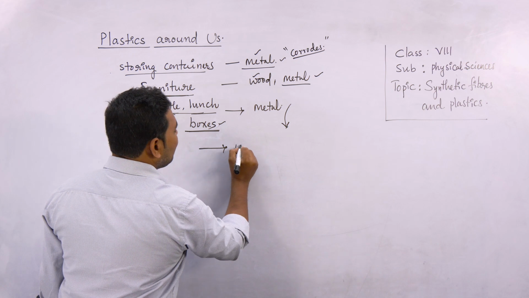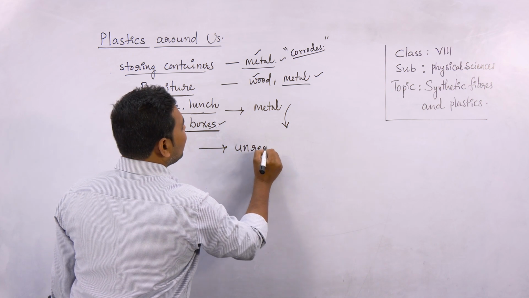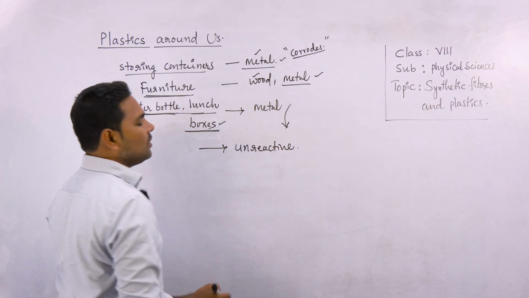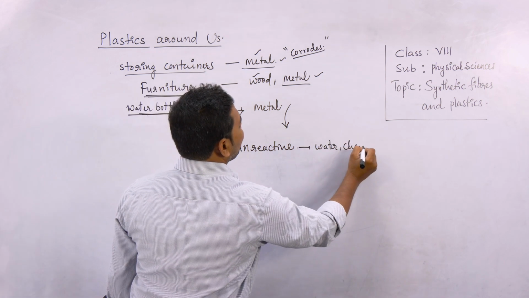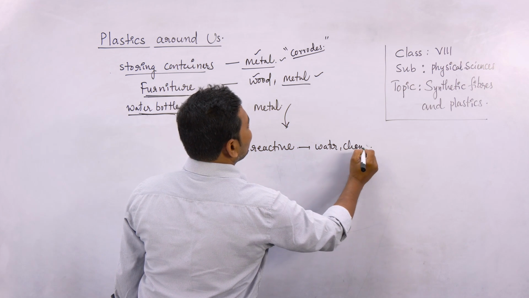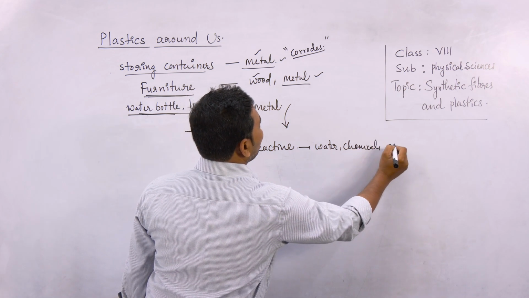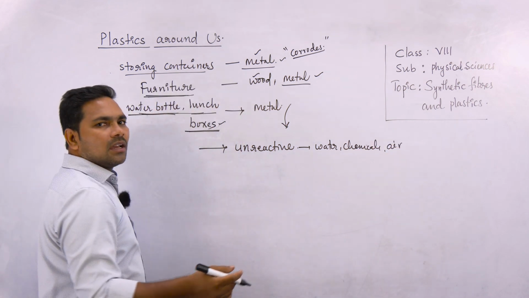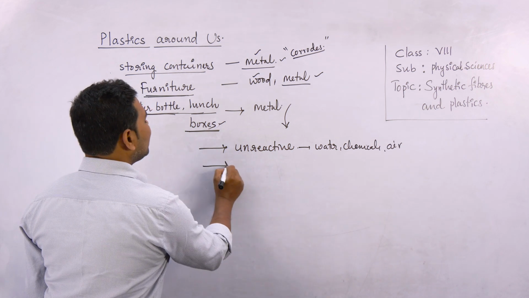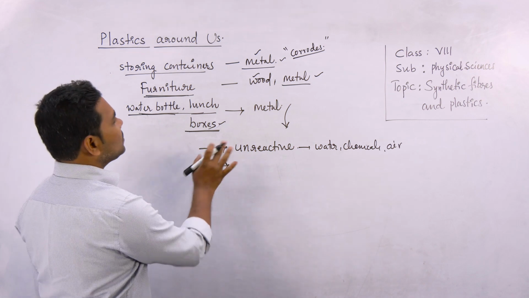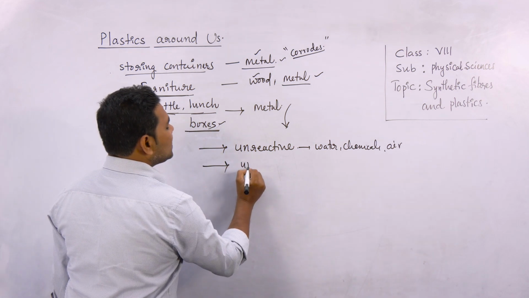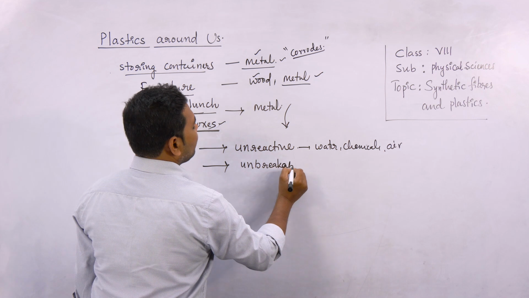Let's say first one, plastic is unreactive. Plastic is unreactive with water, unreactive with other chemicals used, unreactive with air, right? So it doesn't get corrosion. Plastic doesn't get corrosion. That is the first, very major advantage of plastic. And the second one, plastic is unbreakable.